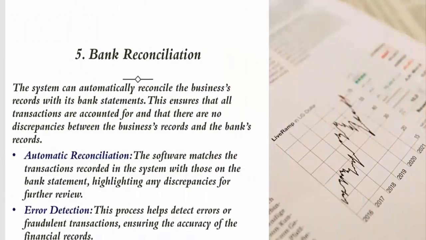5. Bank reconciliation. The system can automatically reconcile the business's records with its bank statements. This ensures that all transactions are accounted for and that there are no discrepancies between the business's records and the bank's records. Automatic reconciliation. The software matches the transactions recorded in the system with those on the bank statement, highlighting any discrepancies for further review. Error detection. This process helps detect errors or fraudulent transactions, ensuring the accuracy of the financial records.